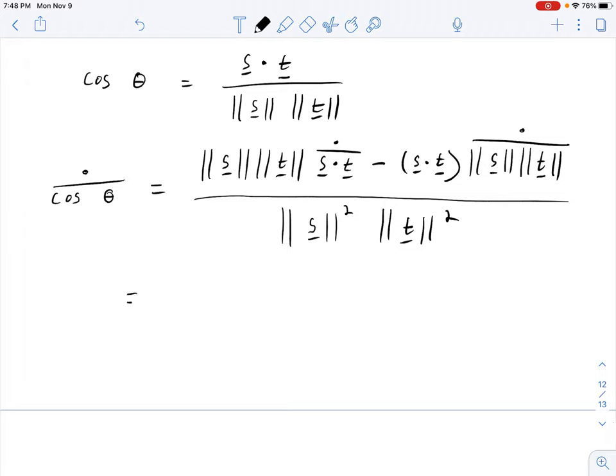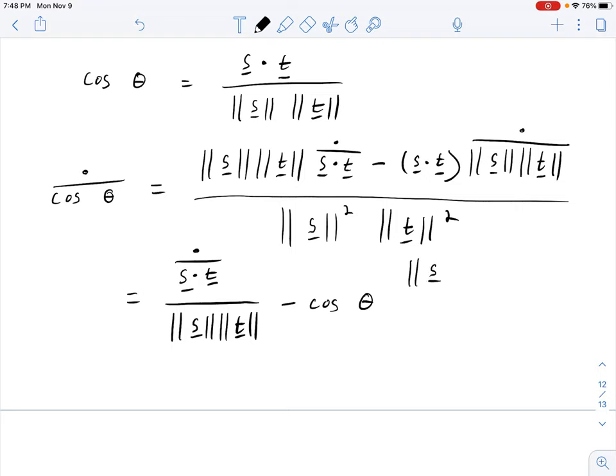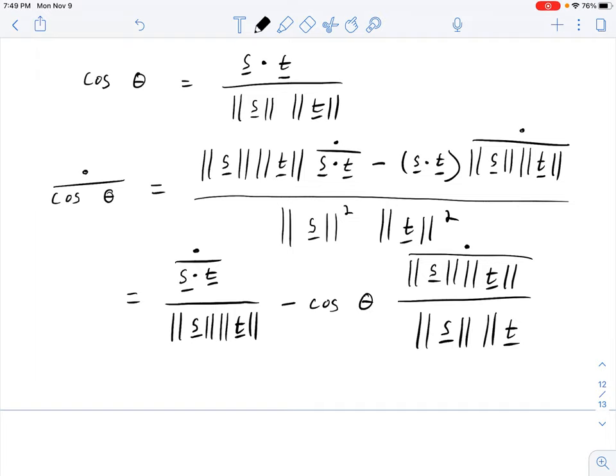So that is equal to S dot T, the time derivative of the whole shebang, over magnitude S, magnitude T, and then minus cosine theta times the time derivative of the product of their two amplitudes over S amplitude T.